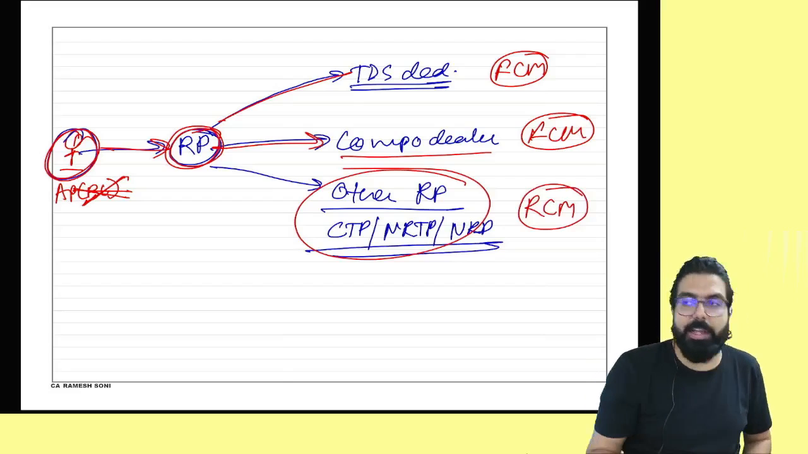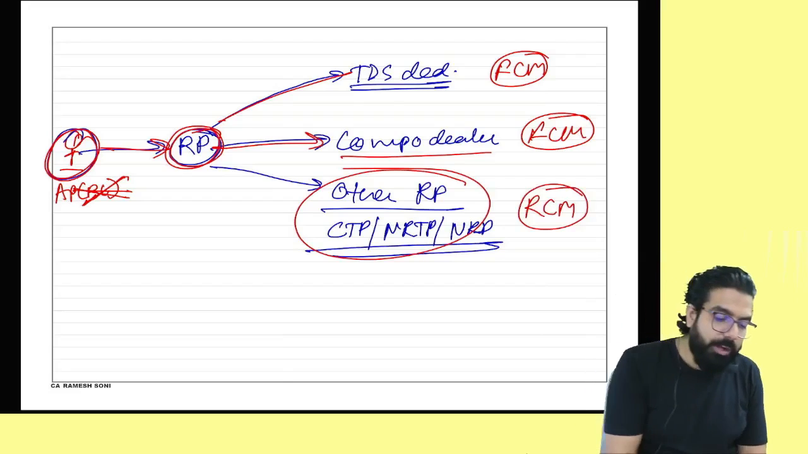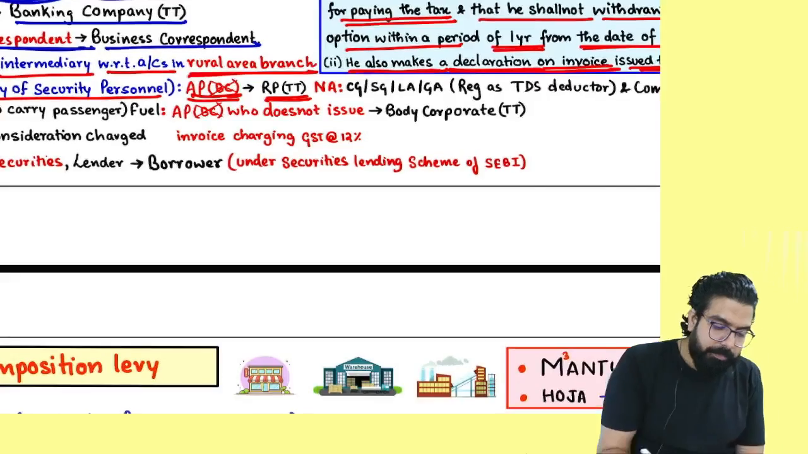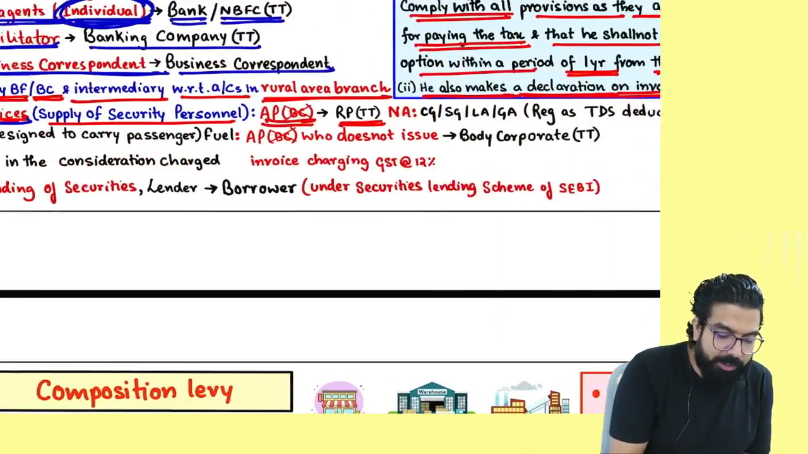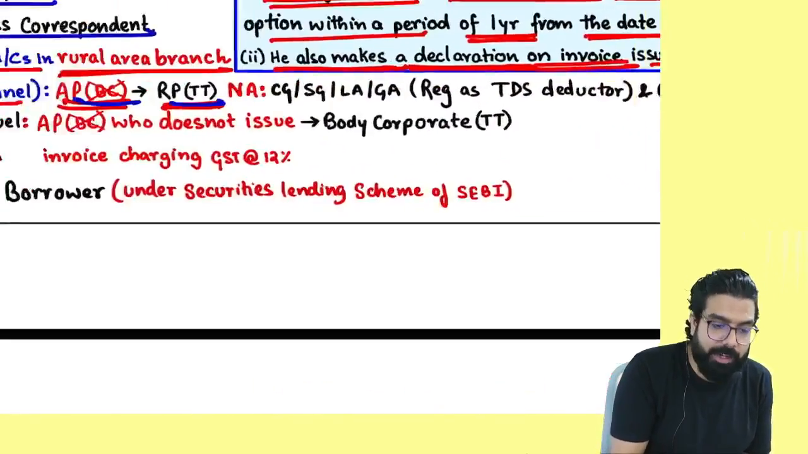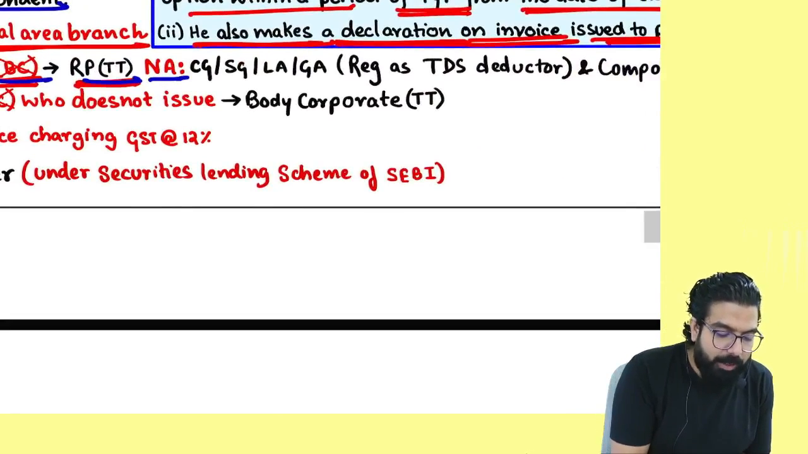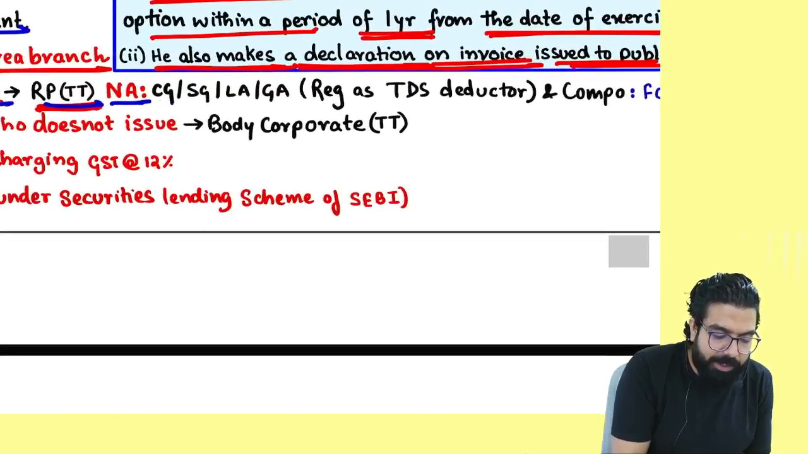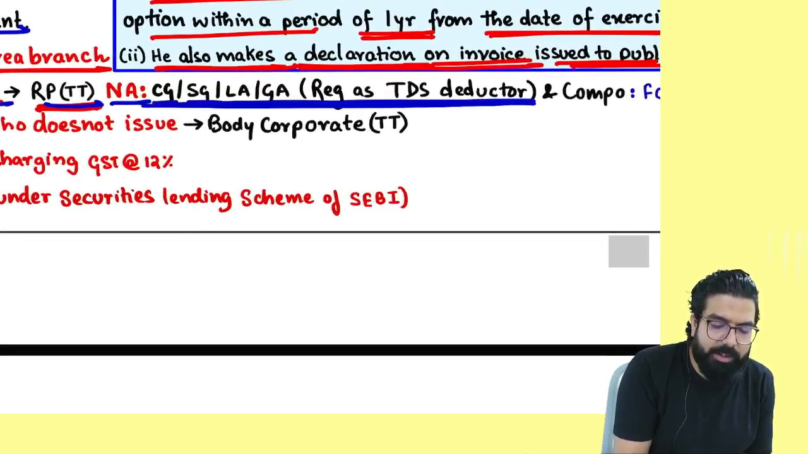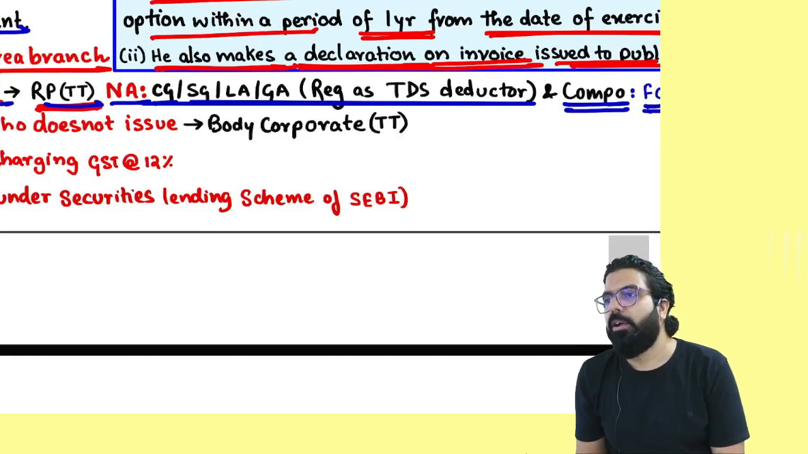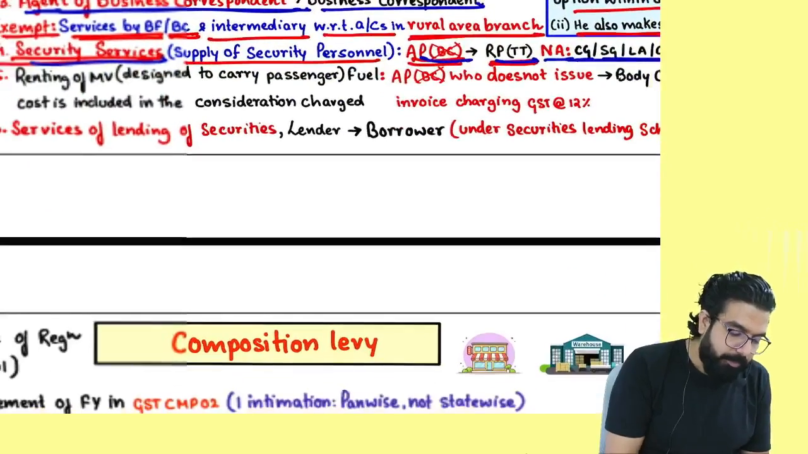What are they telling over here? Security services, any person giving to a registered person: RCM is not applicable if the recipient is the central government, state government, local authority or governmental agency registered as TDS deductor, then forward charge. For a composition dealer also, it will always be GST under forward charge mechanism.